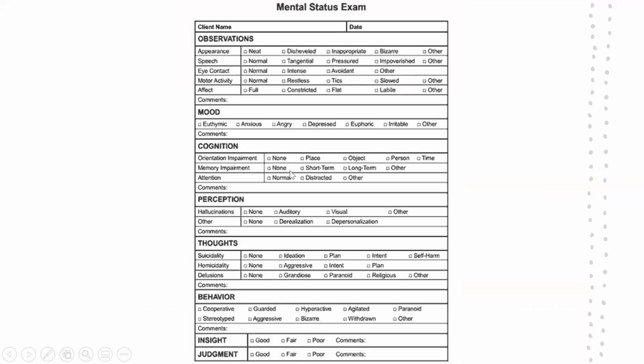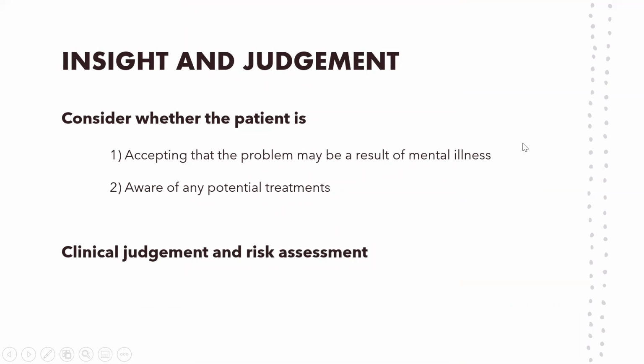Now, the last component of the mental state examination is insight and judgment. You want to find out if the patient is accepting that there is a problem and that this problem is coming from a mental illness that they're experiencing. And you need to see if the patient is aware that they can ask for help and there are potential treatments for them. So how do you ask that? Again, you just ask that directly. You can say something like, do you think you have a problem at the moment? Or do you feel you need help with your problems?